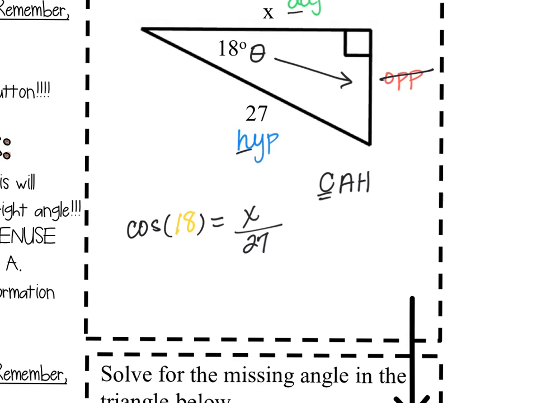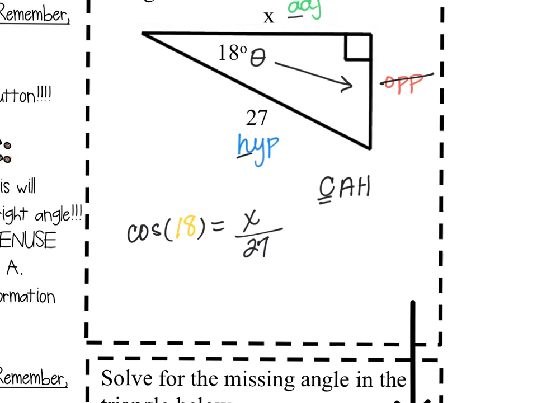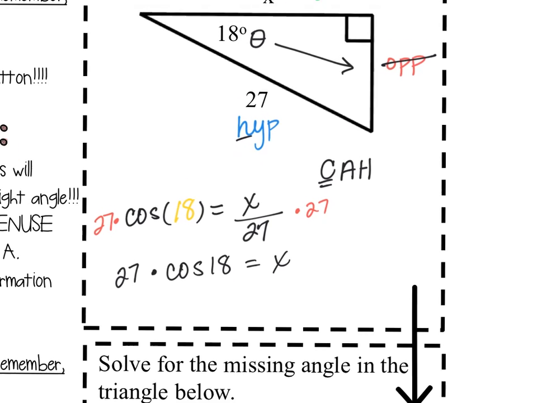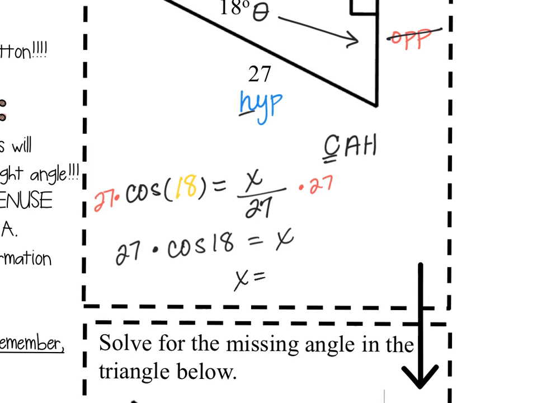All right, so the way this works is if I solve for x, that means I need to multiply 27 on both sides. So I have 27 times cosine of 18 degrees is equal to my x value. So I actually just can go ahead and type that in my calculator. And so when I type that in the calculator, I get x is equal to about 25.68, rounding to the nearest hundredth.